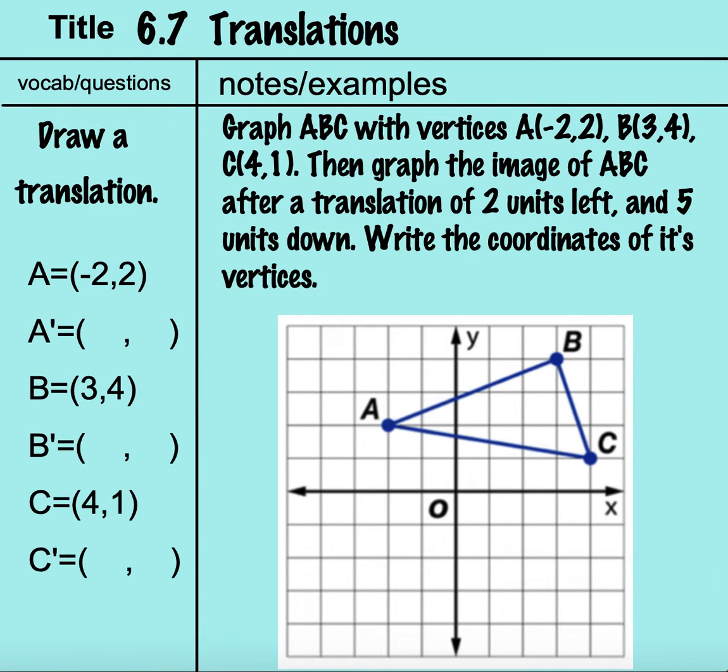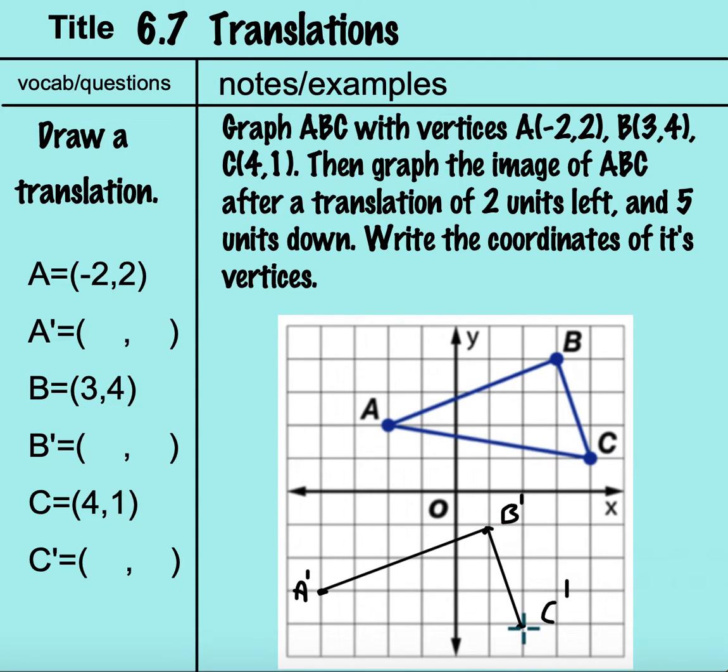So starting with A, I go to the left and 5 down. Just counting it out puts me right there. Okay, there's A prime. And I can record the vertices of that one. Well, let's get the other points down first. So B, I go to the left and 5 down. It's going to put it right there. There's B prime. And C, I go to the left and 5 down. And it puts me right there at C prime. And then I can connect the dots. And we'll take a look at what my new vertices are.